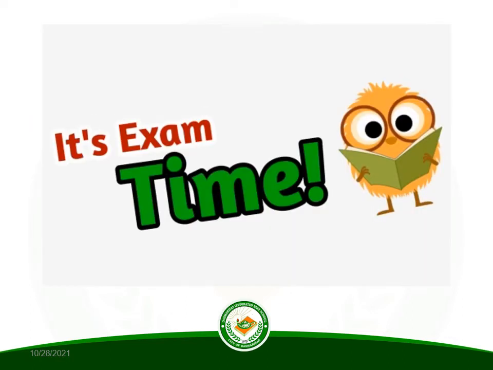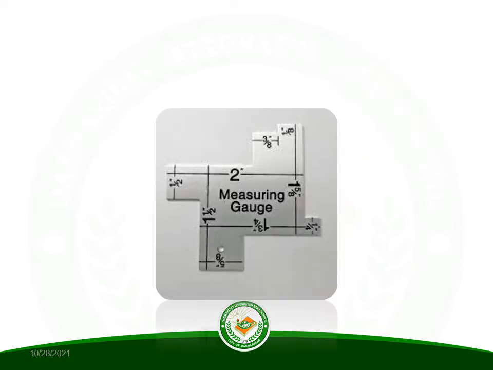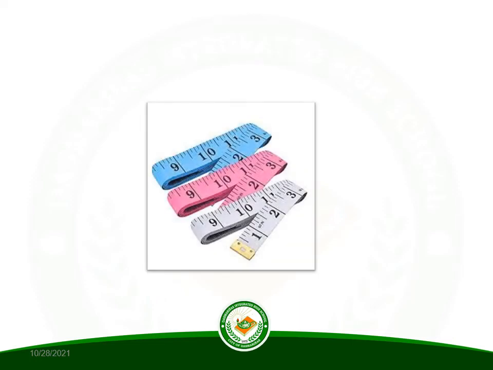It's exam time. Make your pen and paper ready to test your knowledge. Identify the pictures of the embroidery tools and materials. What is the name of this tool? Correct. Measuring gauge. What is the name of this tool? Correct. It's a tape measure.